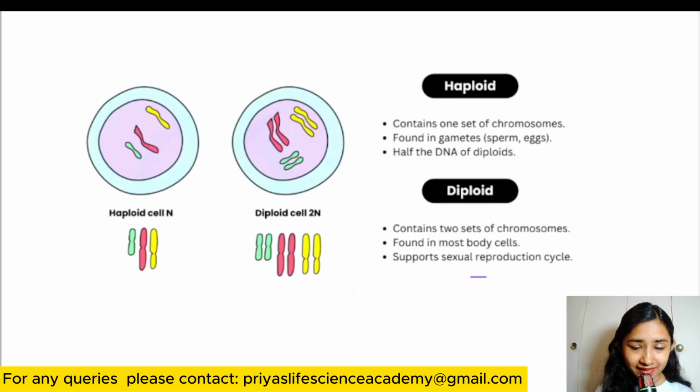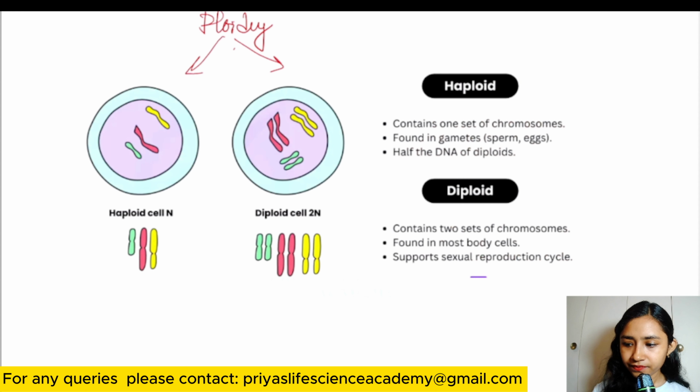Now we will see what are the kinds of cells in our body. We have seen that there are two types of cells: somatic cells and germ cells. Okay, based on ploidy, there are two types of cells.